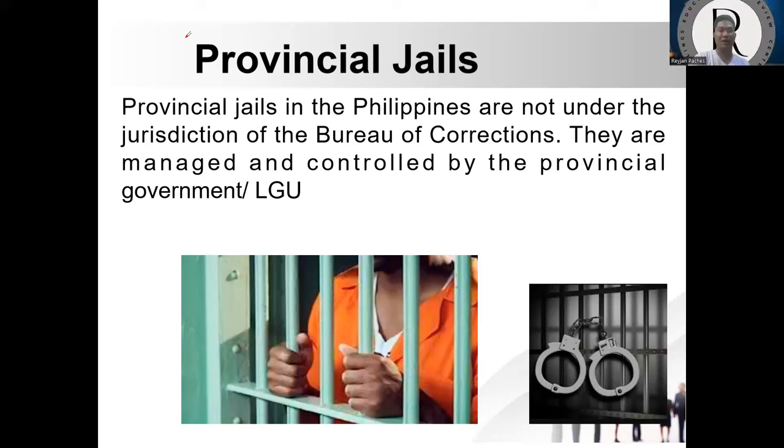Okay. So, let's proceed now sa tinatawag natin na provincial jails. Ang provincial jails naman, of course, in the Philippines, it is not under the jurisdiction of the Bureau of Corrections. So, they are managed and controlled by the provincial government or the LGU, yung local government unit natin. So, yan yung trabaho or yan yung jurisdiction ng provincial jails. They are not under the jurisdiction of the Bureau of Corrections, but they're under the management and supervision of the local government units or the provincial government of respective provinces. So yan yung provincial jails.